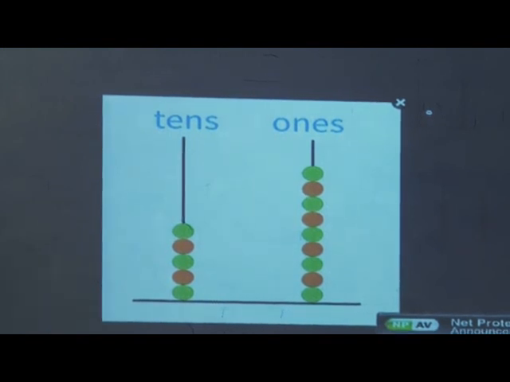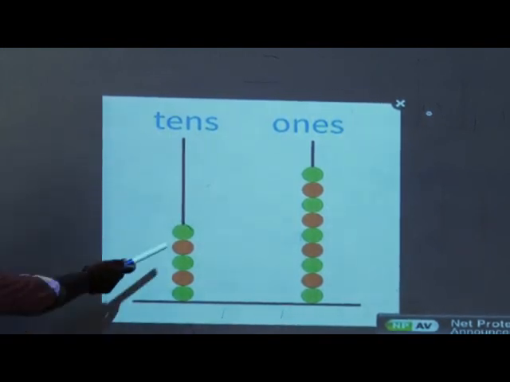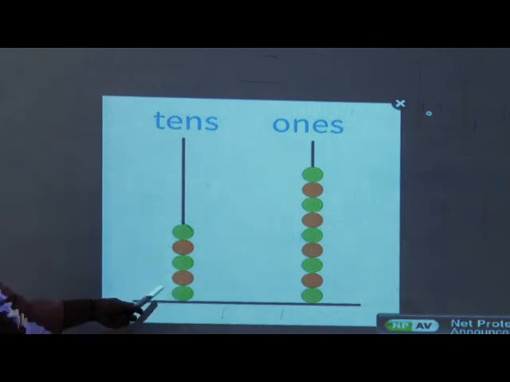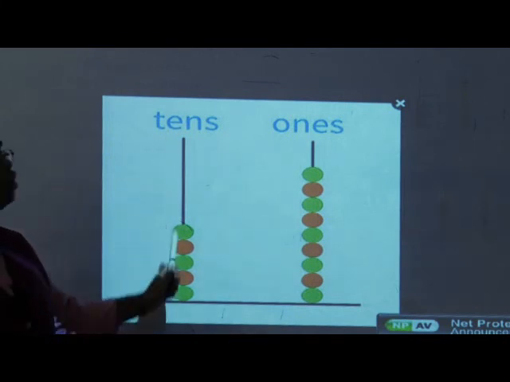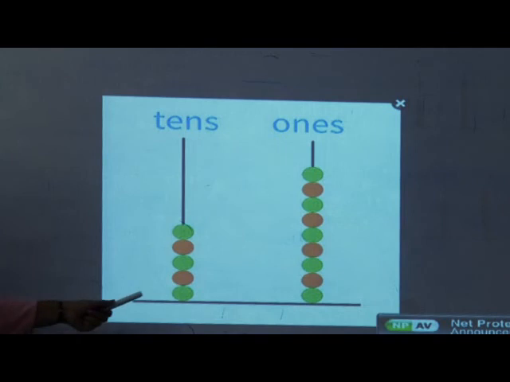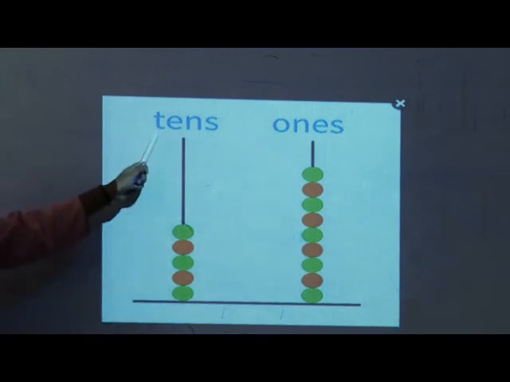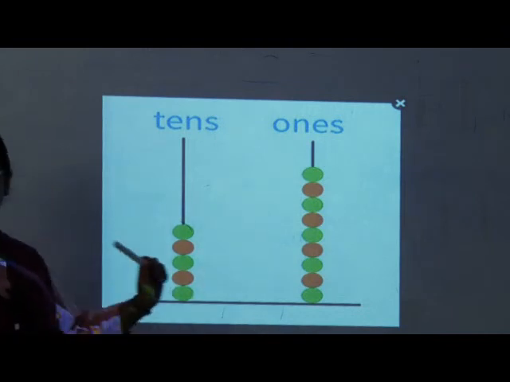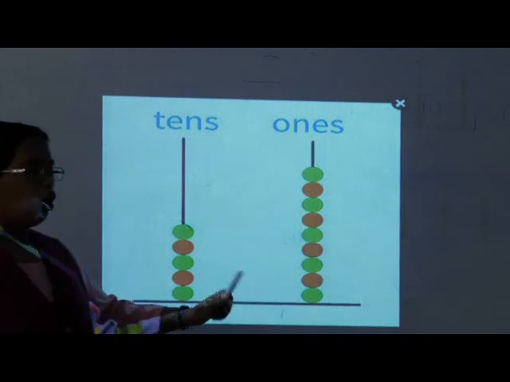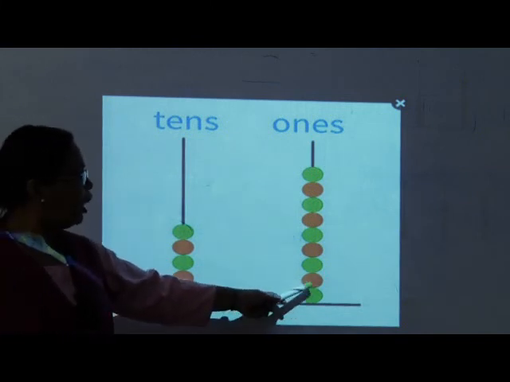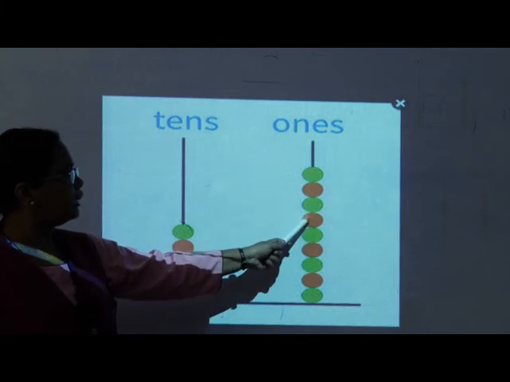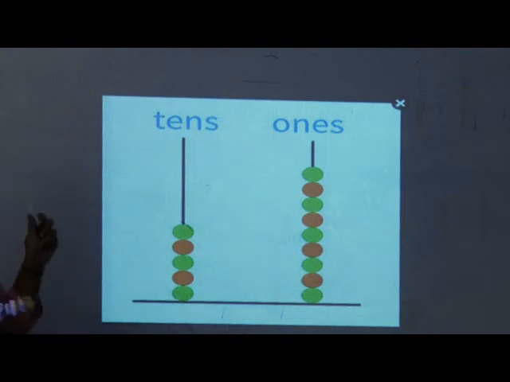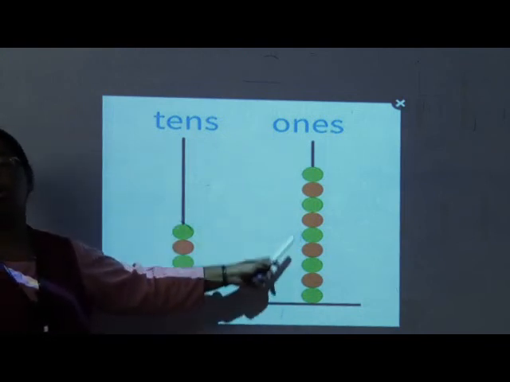Now we can count the beads. Count these beads: 1, 2, 3, 4, 5. This is 5 beads, which means 5 tens. So what will be the place value of this 5? 5 tens. So the place value of 5 is 5 tens or 50. Then the second one, ones. How many beads are in the ones column? 1, 2, 3, 4, 5, 6, 7, 8, 9. 9 ones. So what is the place value of 9? It is 9 ones or 9.